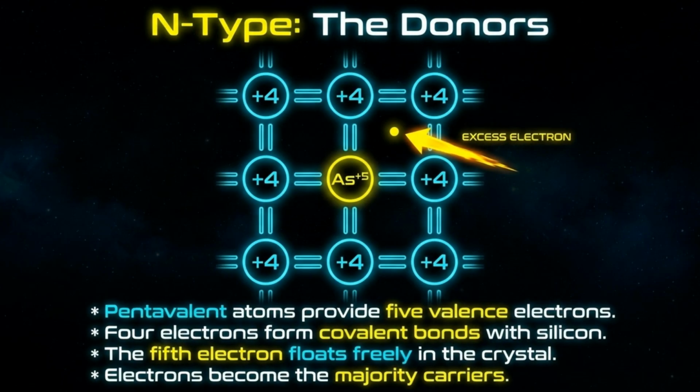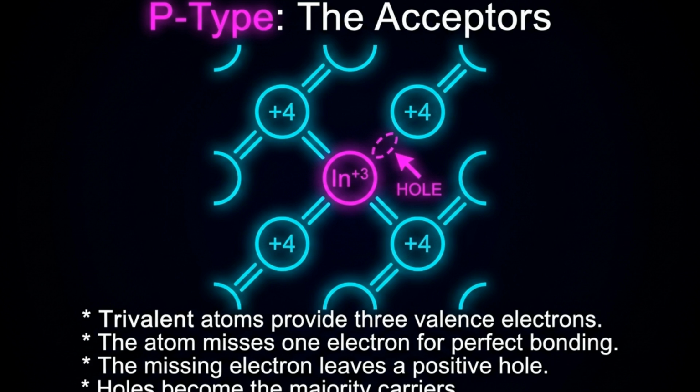N-type donors use pentavalent atoms like arsenic, providing 5 valence electrons. 4 form covalent bonds, while the 5th electron floats freely, making electrons the majority carriers. P-type acceptors use trivalent atoms like indium, providing 3 valence electrons. The missing 4th electron leaves a positive hole, which becomes the majority carrier.